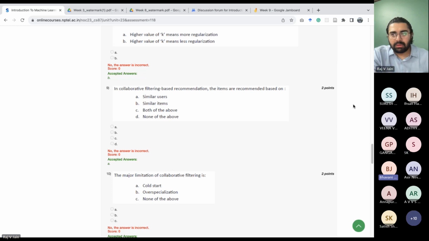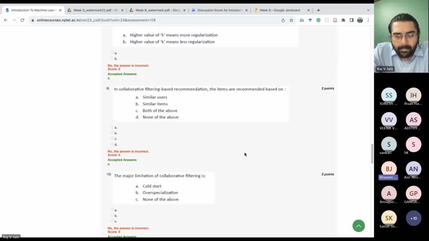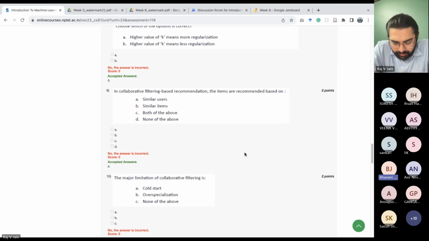Sir, in ma'am's notes, content-based is not called collaborative filtering; it is called content-based recommendation. There are two types of recommendation, which I think ma'am explained: one is content-based recommendation, the other is collaborative filtering-based recommendation. In content-based recommendation, for the user, they check the old products and then recommend new products. It is the same user's content; they don't check with other users. So collaboration doesn't come into the picture.